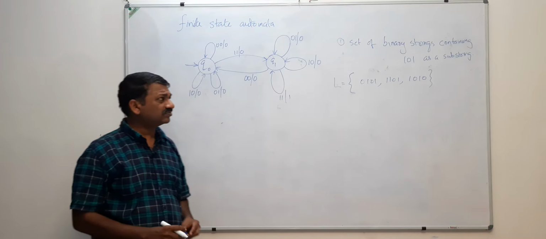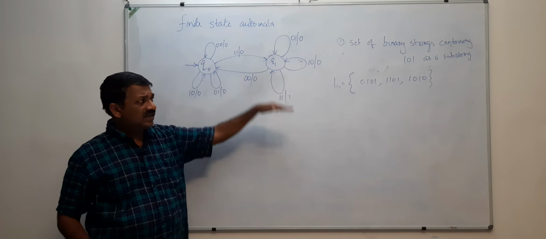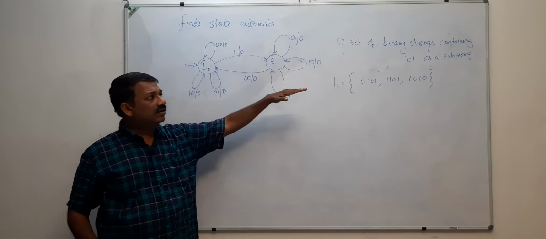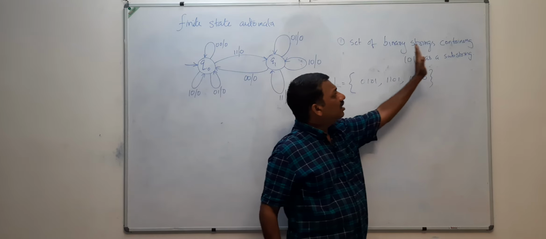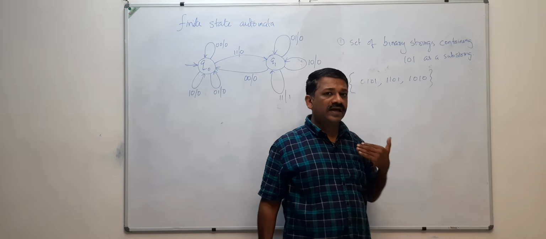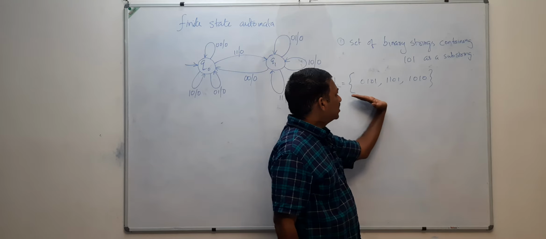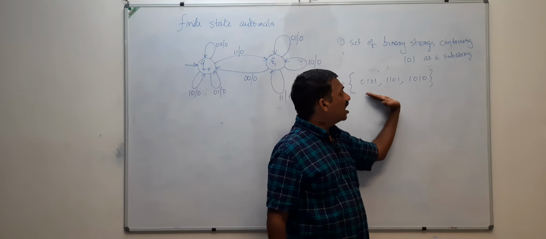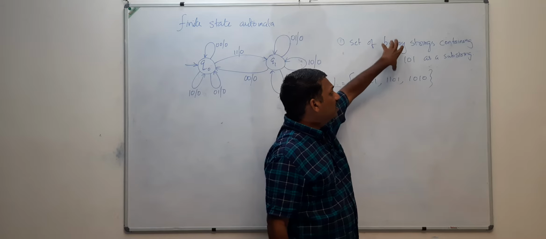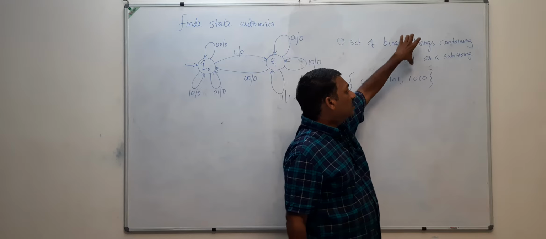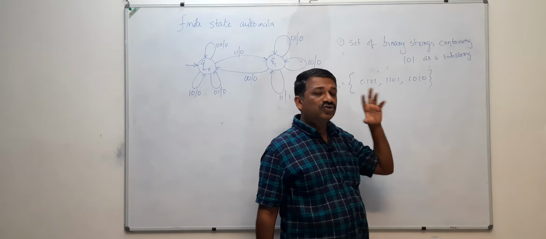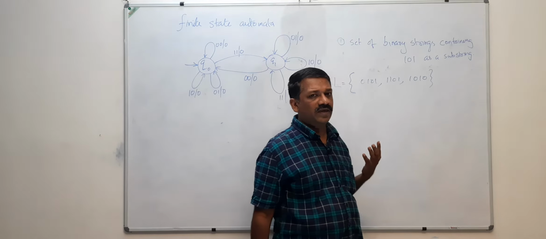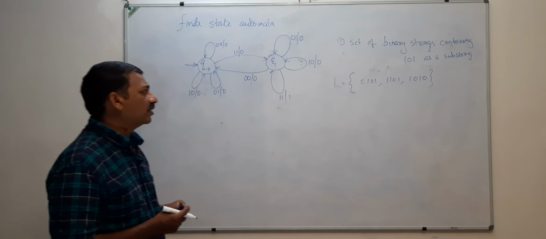That means this is the condition for that language. The language means a set of strings as per that condition, and here we can generate a tool for accepting this, and that is a finite state automaton.